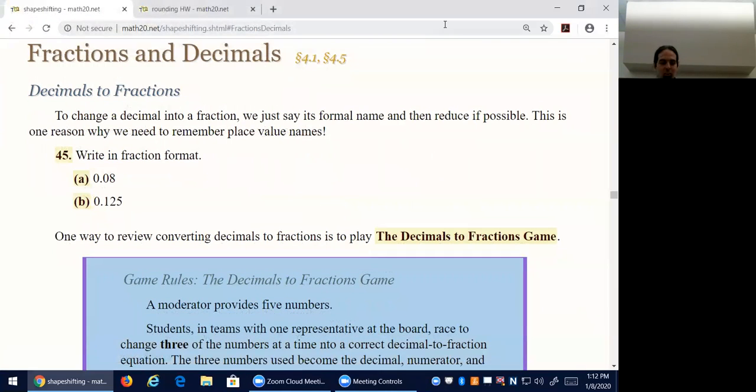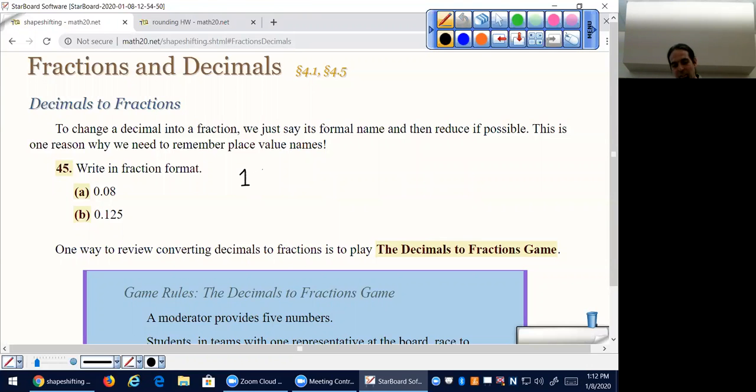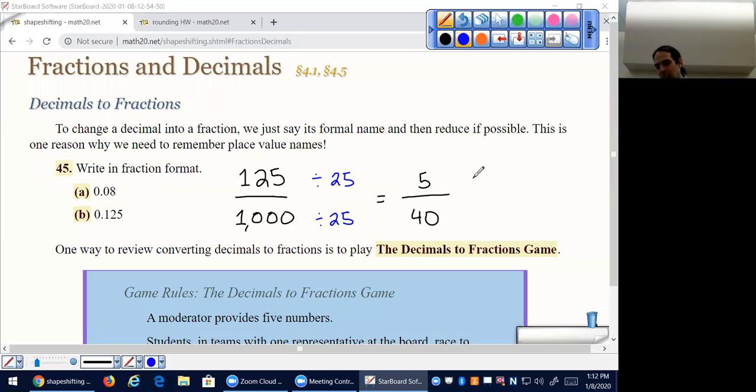Okay, let's do the other one. 125, what is my denominator? Thousandths. So if I have $1.25, how many quarters do I have? 5. And if I have $10, how many quarters do I have? If I had $1.25, I have 5 quarters. If I have $10, how many quarters do I have? 40, right? Each of the $10 is 4. I'm not done reducing things.